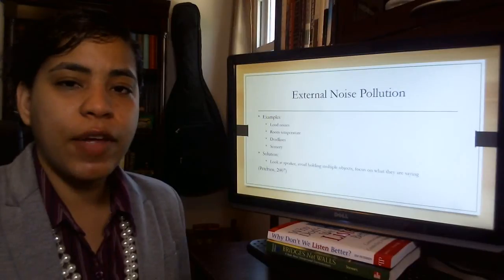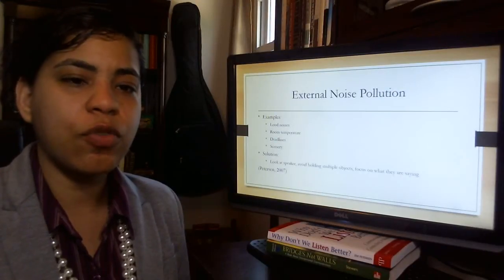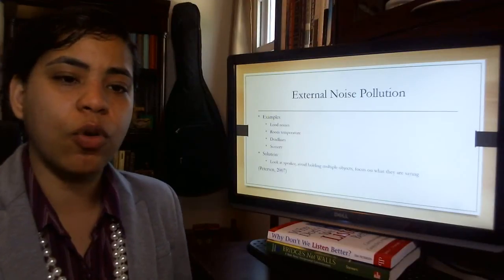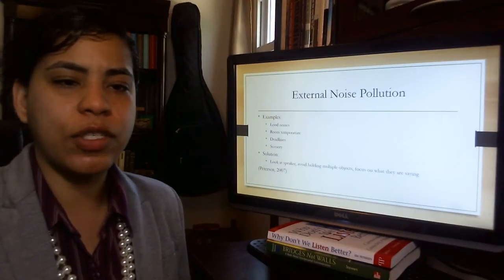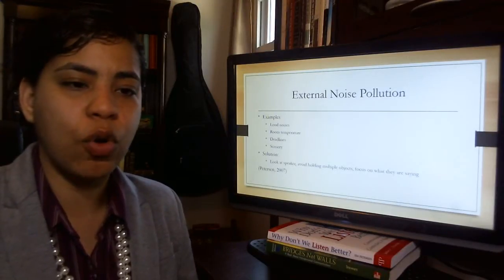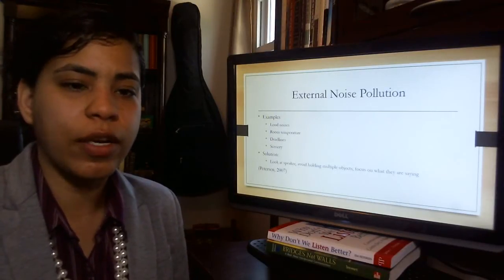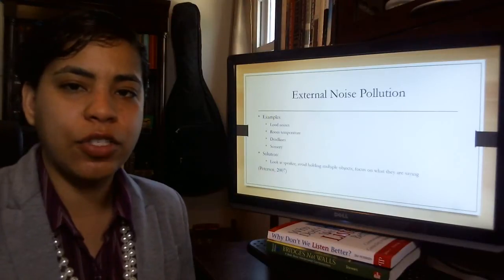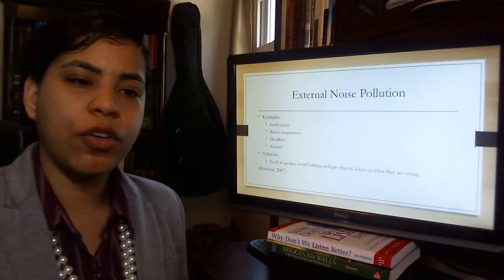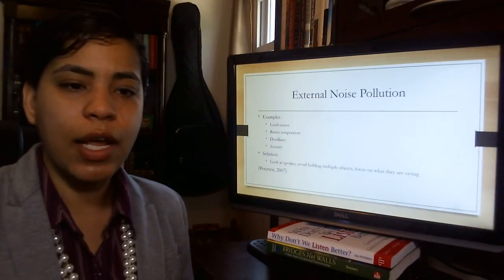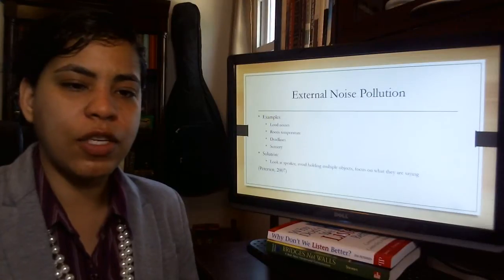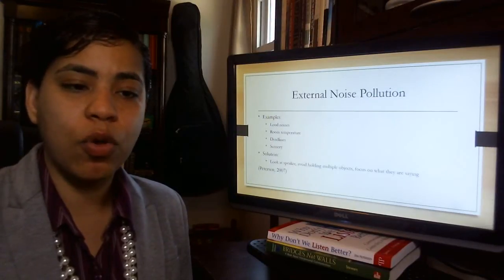There's also the issue of external noise pollution. External noise pollution are things that may or may not be in your immediate control, such as loud noises in your general area, the temperature of the room. If it's too hot or too cold, it may affect your ability to concentrate, time deadlines, and just overactive scenery. These are all things that can draw your attention away from the speaker and hinder your effectiveness as a listener. Again, these are things that may or may not be in your control.